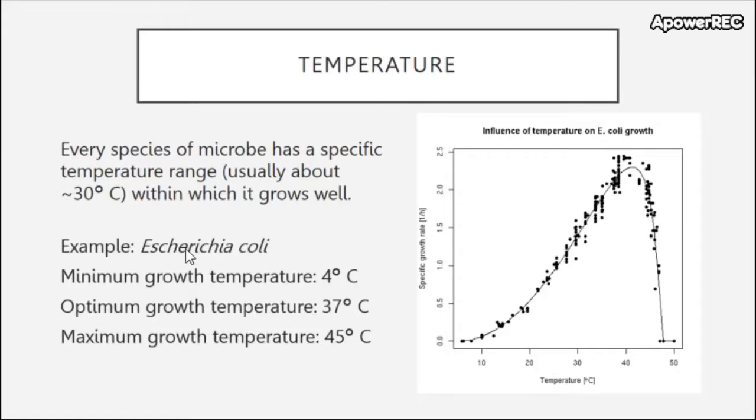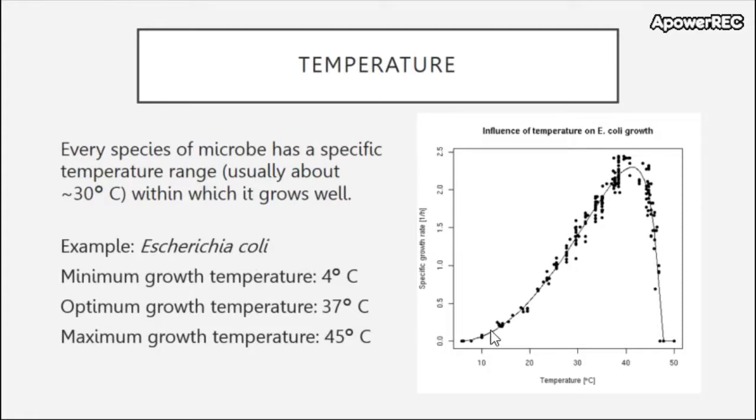With E. coli, it says the minimum growth is about 4 degrees Celsius. The optimal growth typically for E. coli is 37 degrees Celsius. And then typically for E. coli, the maximum growth is 45 degrees Celsius. And this can vary a little bit with different strains of E. coli. Just like you have different strains of fruit trees or animals that are grown for animal husbandry and plants and things like that, you can have different strains of bacteria as well.